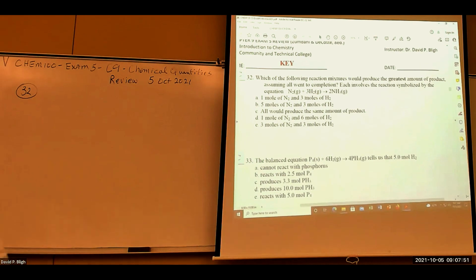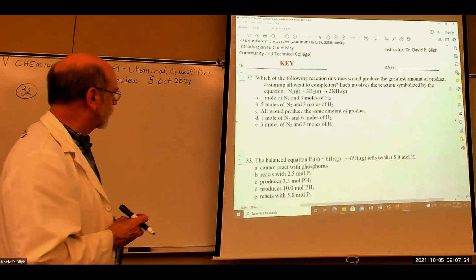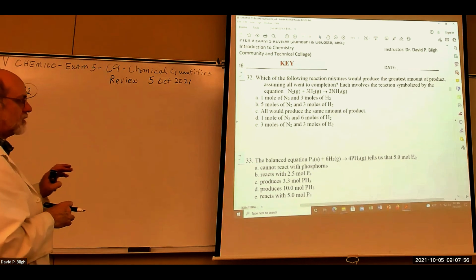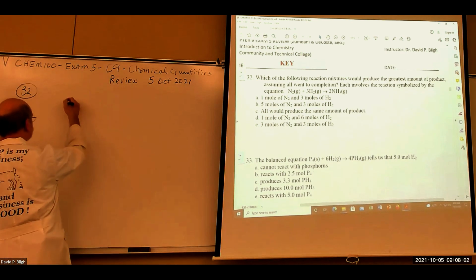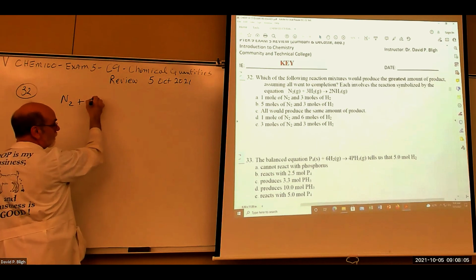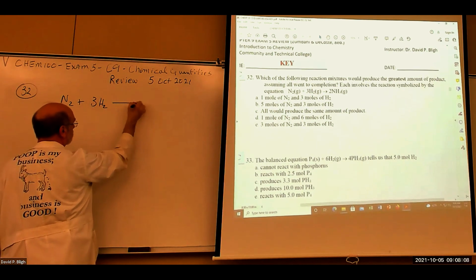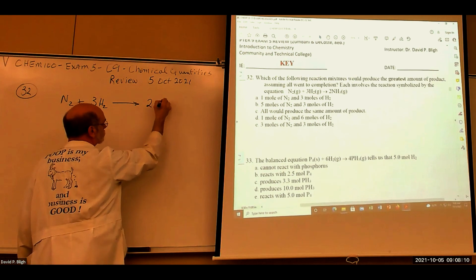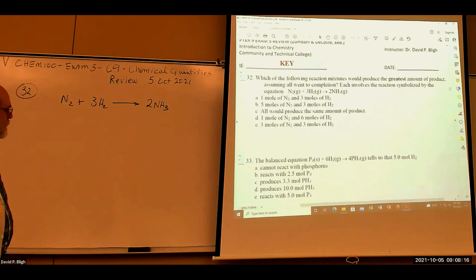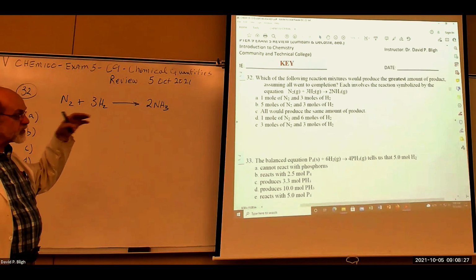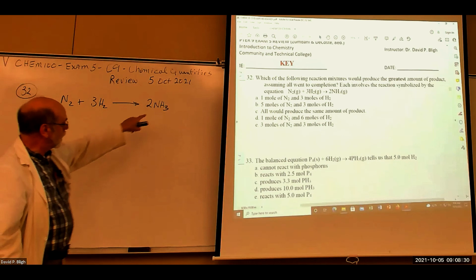Which of the following reaction mixtures would produce the greatest amount of product, assuming all the reaction goes to completion? Each involves this reaction. Okay, so what are our choices? The first one is, let's see, A, B, C, D, and E. This looks like an assembly line question. We've got to compare each one of these to find out which one produces the greatest amount of ammonia.